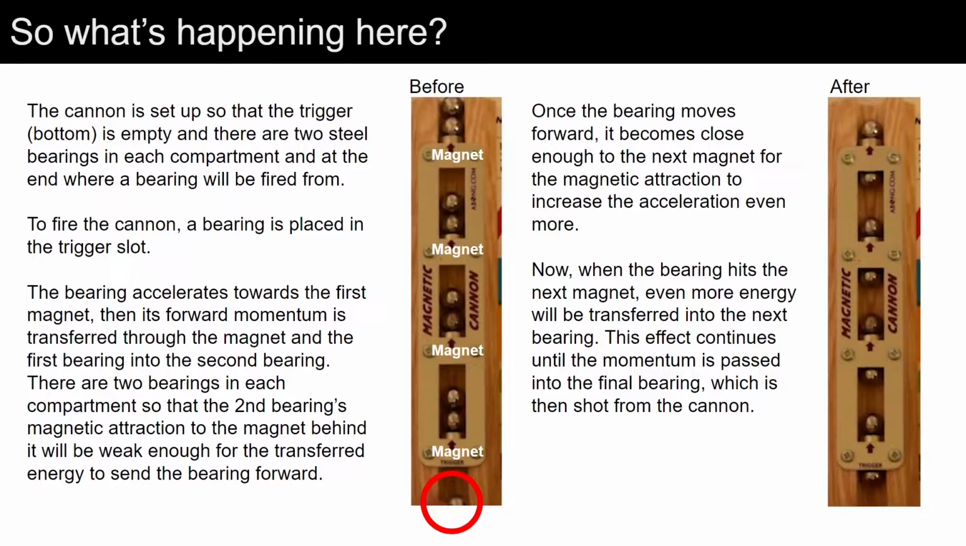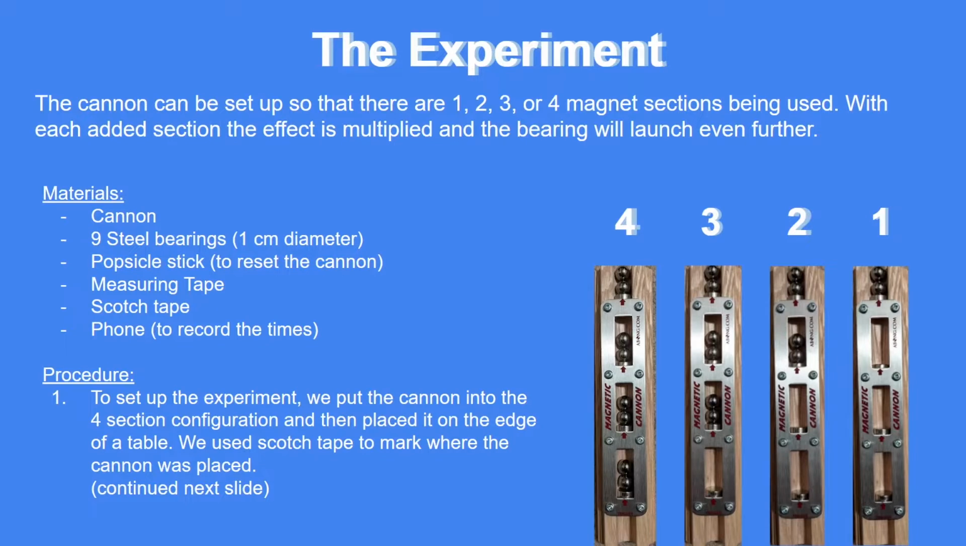Once this bearing moves forward, it's close enough to the next magnet that it's going to feel the magnetic attraction from that and accelerate towards it, adding even more acceleration, more speed into this bearing. So now this bearing is going to hit the next magnet, and more energy is transferred into it. And then this continues until you reach the end, and the momentum is eventually transferred into that last bearing, and it's shot off into the distance. So ultimately, the cannon amplifies the speed of the projectile over multiple different configurations, which involve the number of magnetic slots that are filled with bearings.